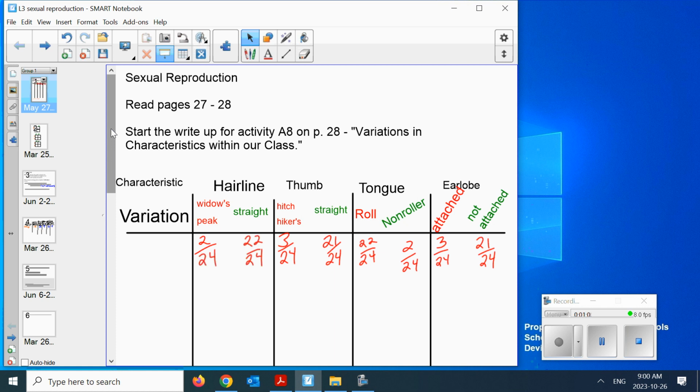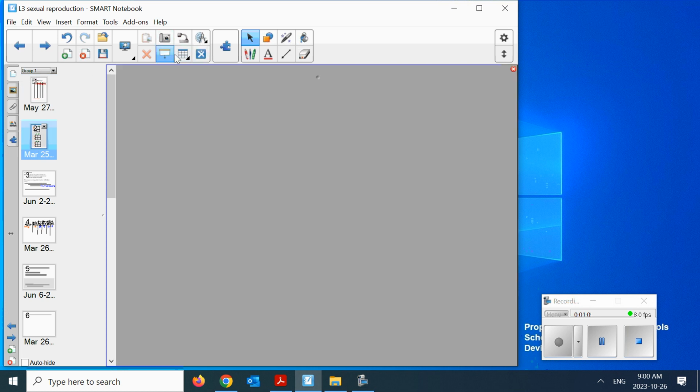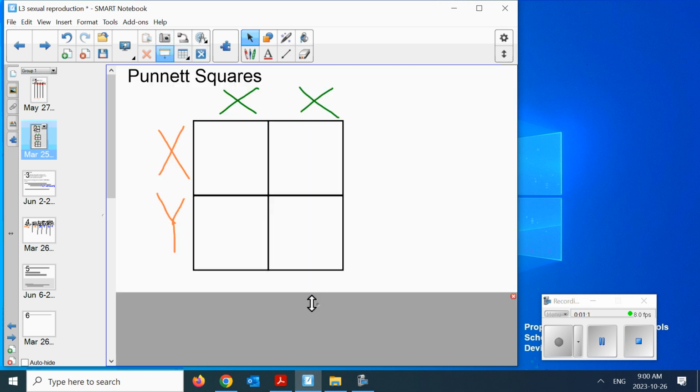I'm going to show you something. There's a way of organizing this called a Punnett square. Draw this out and we'll explain what it is right away, okay? I'll pause the video while you draw this out. A Punnett square is a way of organizing some genetic information in sexual reproduction, and it makes it kind of simple.